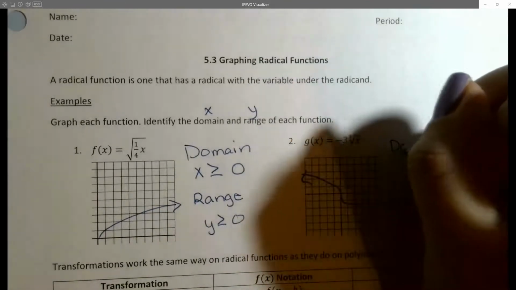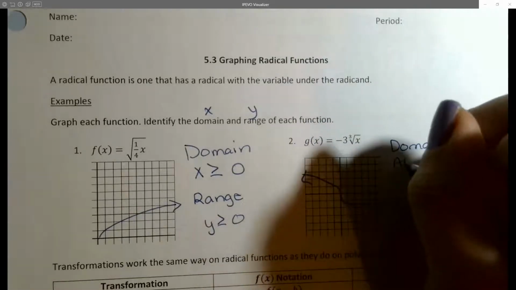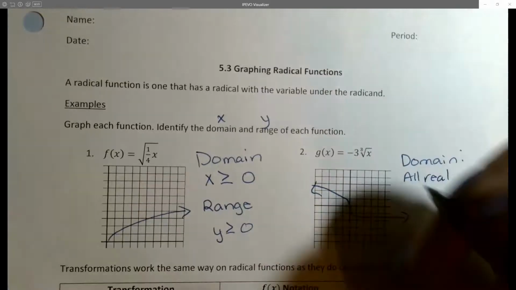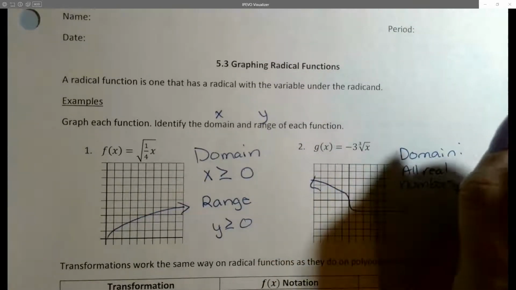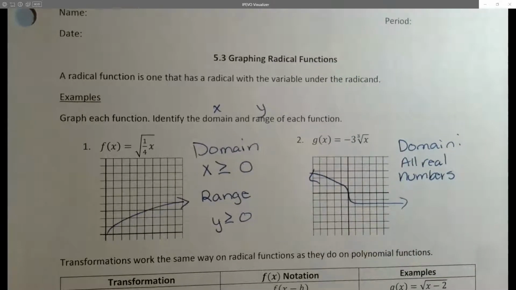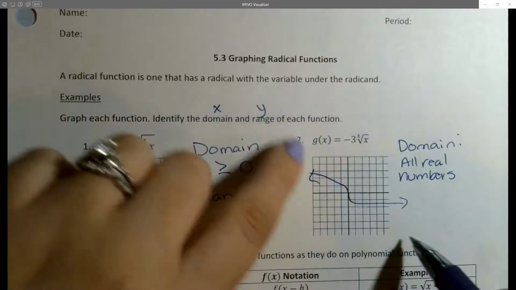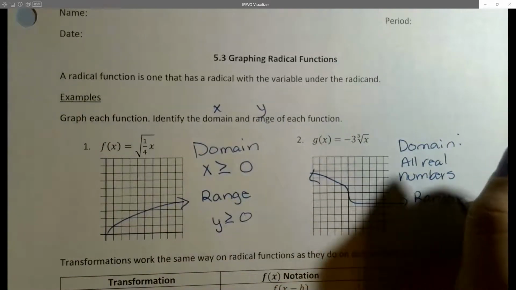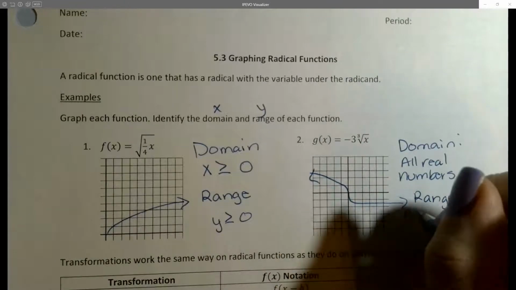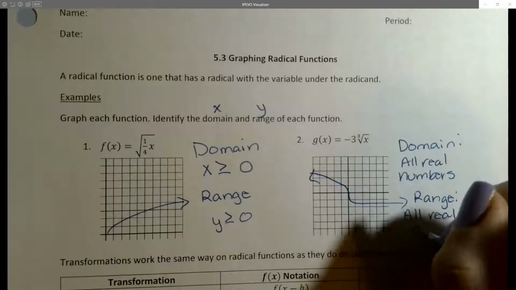My domain, because it's going left and right forever, is going to be all real numbers. And my range, this one's a little bit harder to see. It's slowly going up and it's slowly going down forever. So this is also all real numbers. So whenever I have cube roots, it's actually all real numbers for both domain and range.